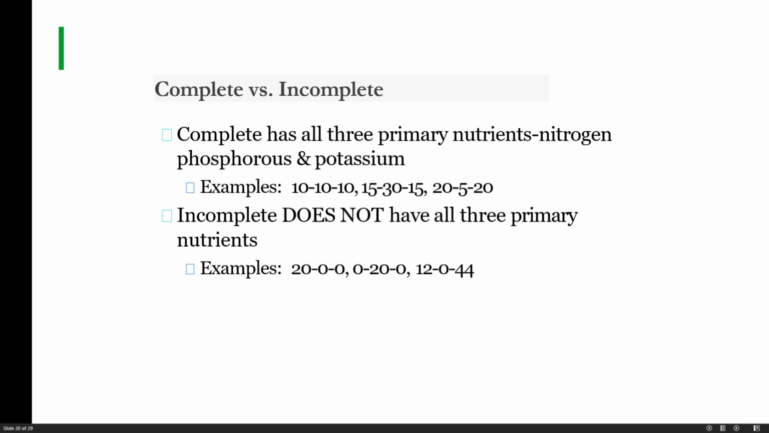Okay, complete versus incomplete. Complete has all the three primary nutrients, nitrogen, phosphorus, and potassium. Please be mindful of that, class. When we say complete fertilizer, it has all the primary nutrients. Okay, incomplete does not have all the primary. Pwedeng yung nitrogen lang, tsaka phosphorus, or potassium and nitrogen, so hindi kompleto.